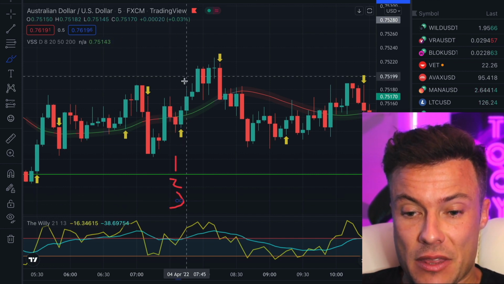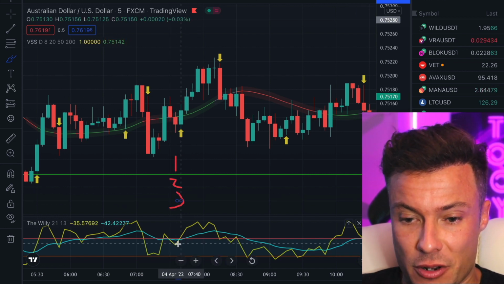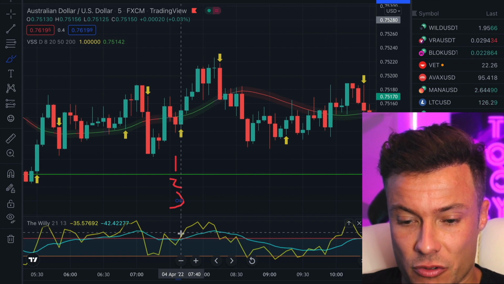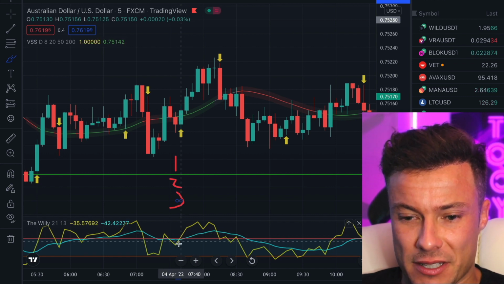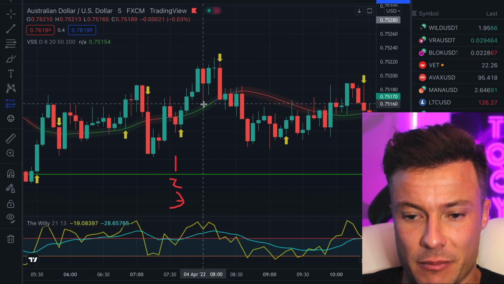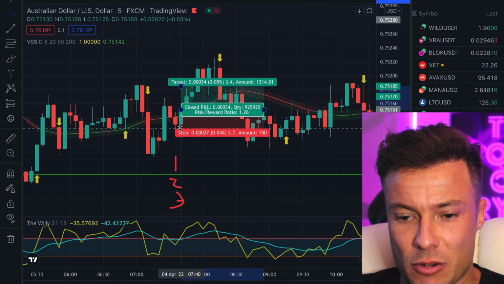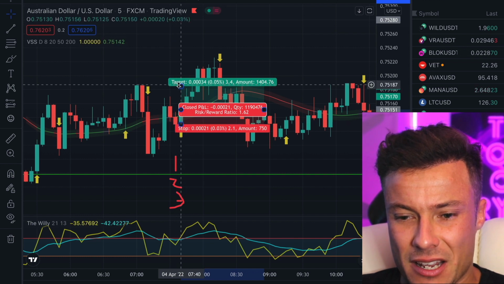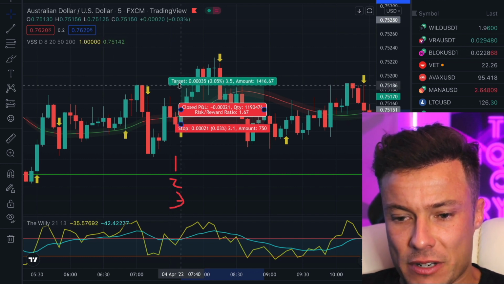And then the 4th one is we're looking down below and we've got the yellow line crossing up above the blue line. So the yellow line crosses over the blue line, showing that we are moving into a bullish momentum. We're then going to open our trade and put our stop loss just under the body of the candle. And again, looking for a 1.5 risk to reward.